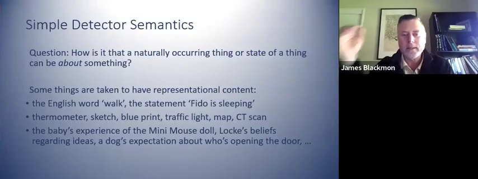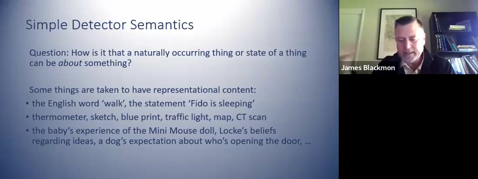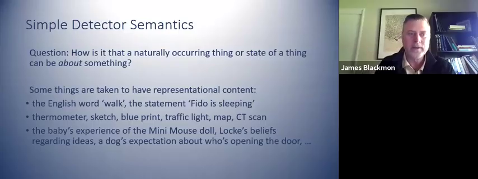I'm just going to return to the point that in a day-to-day sense, when you're not thinking too hard about it, it just seems obvious that things are about other things. But when you try to spell it out and explain how a naturally occurring anything could be about something else, it becomes more mysterious and challenging because it seems like nothing else in the universe is about anything that we've ever seen other than neurons.